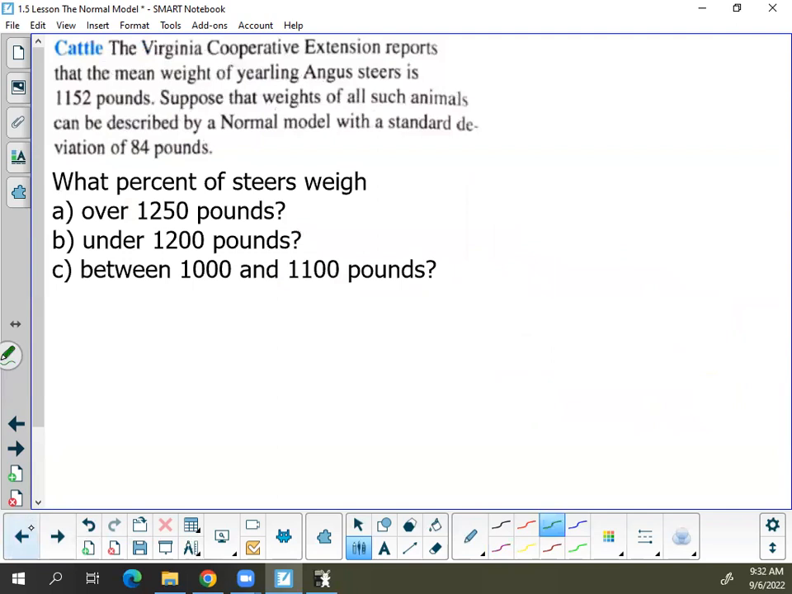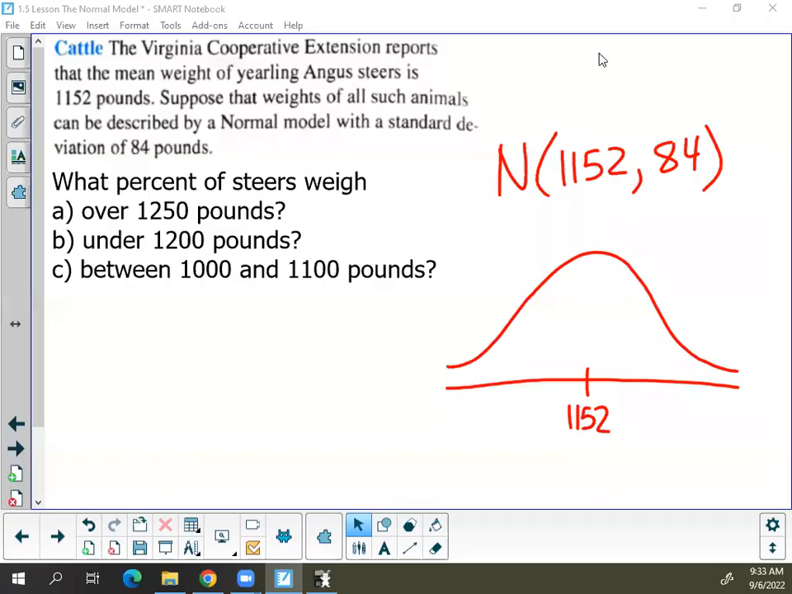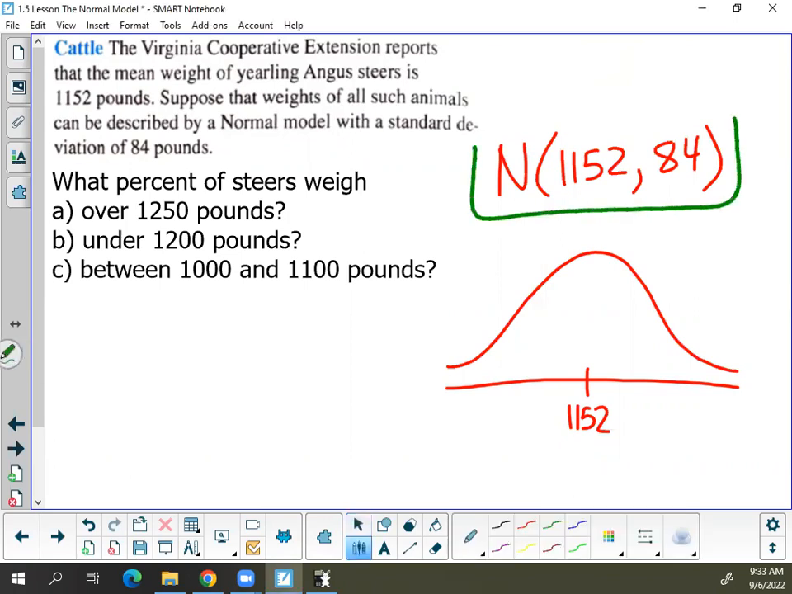Take a minute, read this one, and then we will talk about it. So here we're talking about the weight of steers. And it says we have a normal model with standard deviation 84, and we had a mean weight of 1,152 pounds. So here is our notation for that. And we're trying to find percentages.